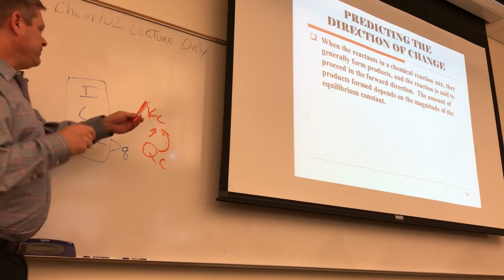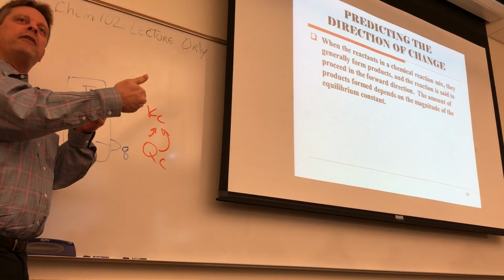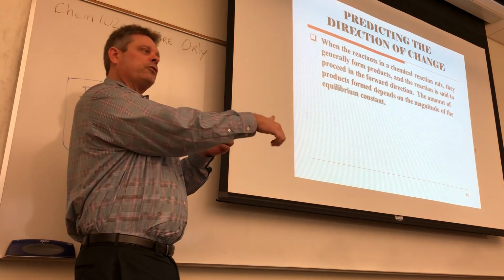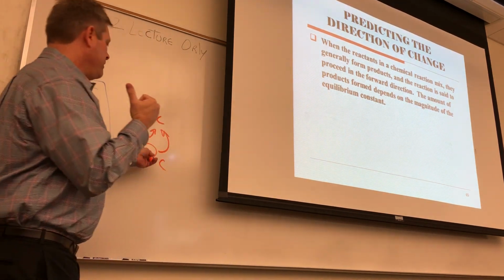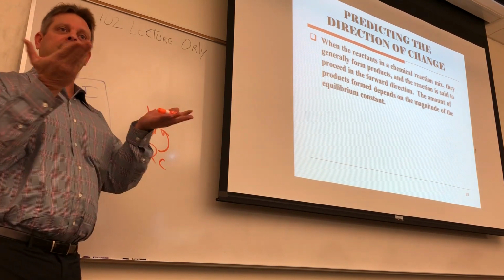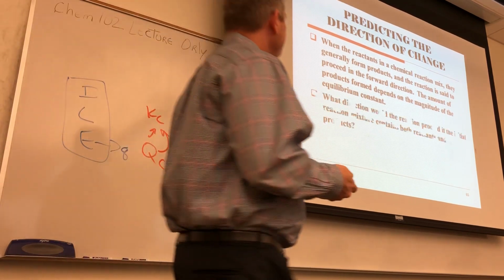If you know Kc, then you can estimate where Qc is and the direction of the reaction, right? Because we're in an equilibrium, so is it going forward or is it going backwards? Based on this number relative to this number. And of course, if they're equal, then they're at the equilibrium already. That should be pretty straightforward. Okay.